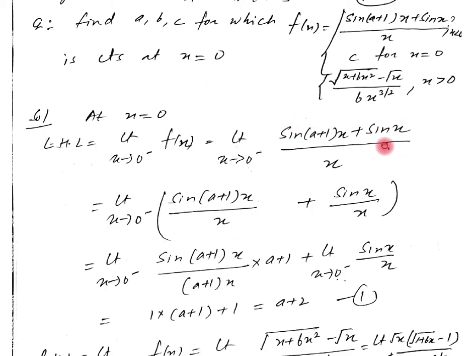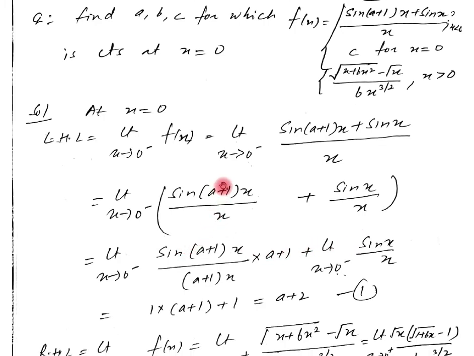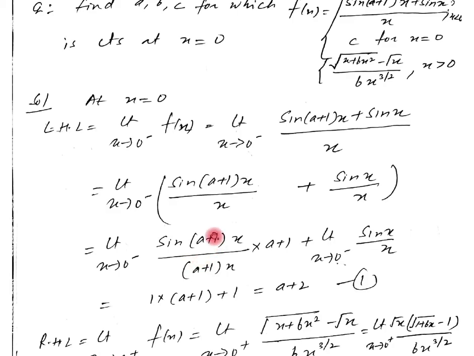Again, this question is there in the 11th class. Now by separating these two terms, it can be written like this: sin (a plus 1) x upon x plus sin x upon x. Now by again taking the limit, making the angle same in the numerator and the denominator, multiplying and dividing by the expression a plus 1 here. And again it can also be written limit x tends to 0 sin x upon x by separating the function. Now here it is again sin theta by theta is 1. 1 into a plus 1 plus again sin theta by theta is 1, plus 1. So we are getting the left hand limit equal to a plus 2.